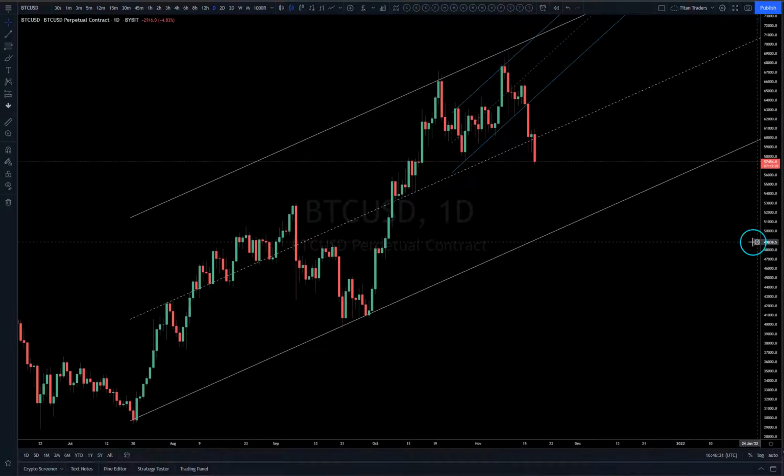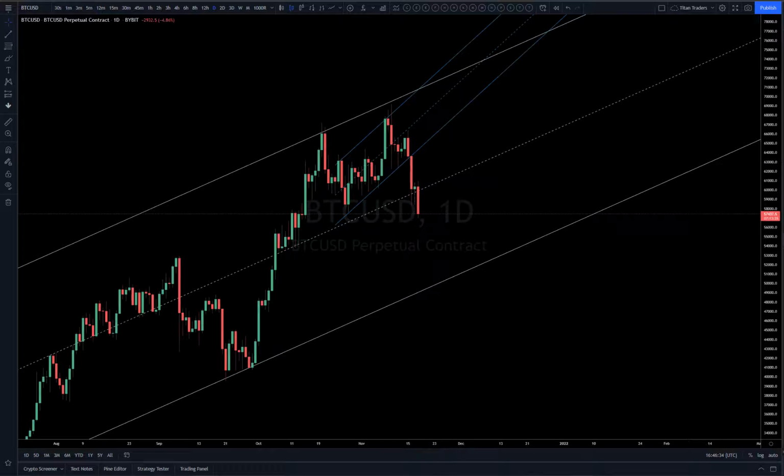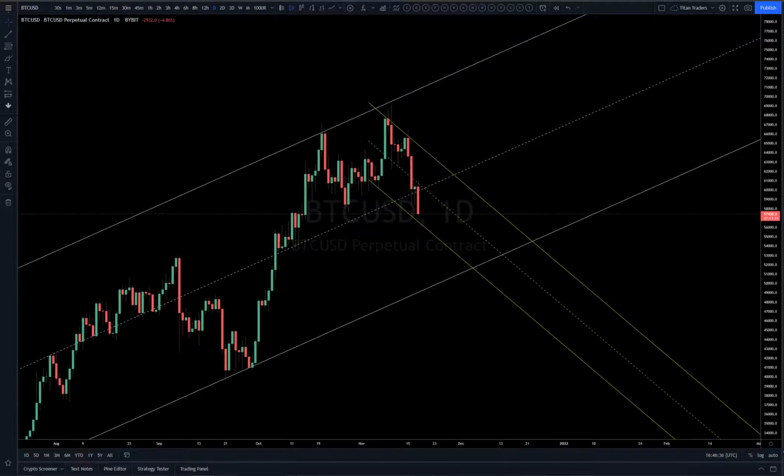This is the old local channel which we broke out of. And then the updated channel is this one currently, which is effectively still potentially respected if we get a bounce from this low higher up, or we move sideways within that channel. Now going forward, we also have the various fib levels, the order blocks and everything we're going to check out.